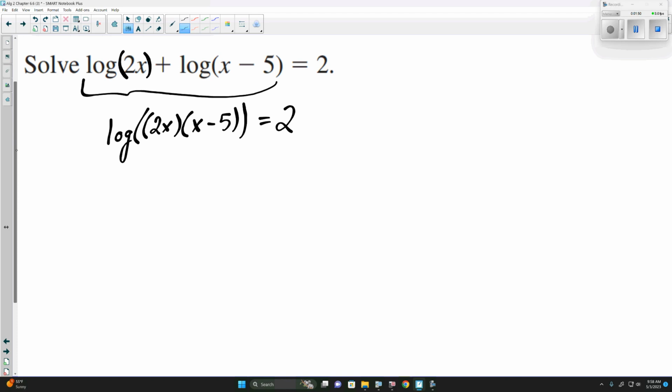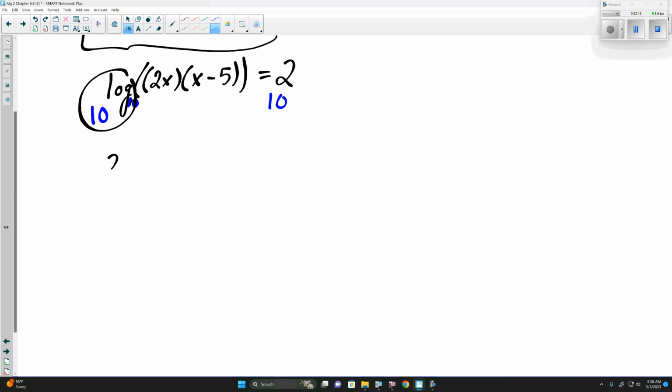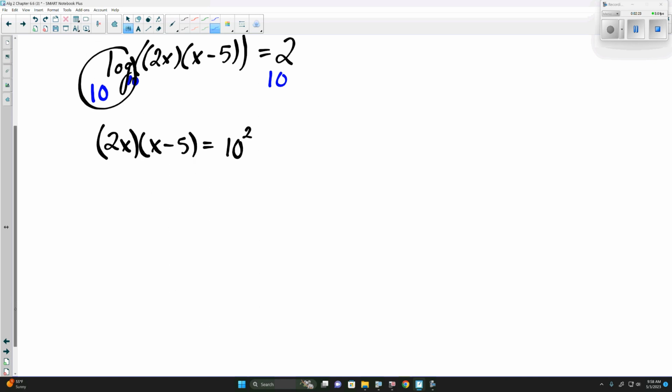Now, after this point, it's going to be similar to what we did yesterday. We're going to put both sides to a base to get the log to simplify. Since this logarithm doesn't have a base written, it's understood to be 10. So here we can put both sides to the base of 10 because 10 to the log base 10 will simplify, leaving us with 2x times x minus 5 is equal to 10 squared. Any questions on this so far?